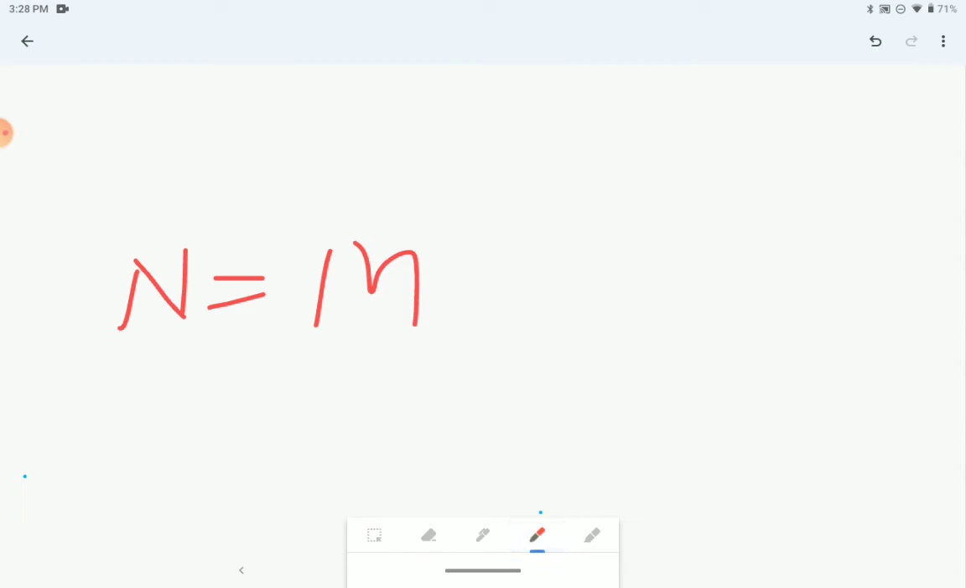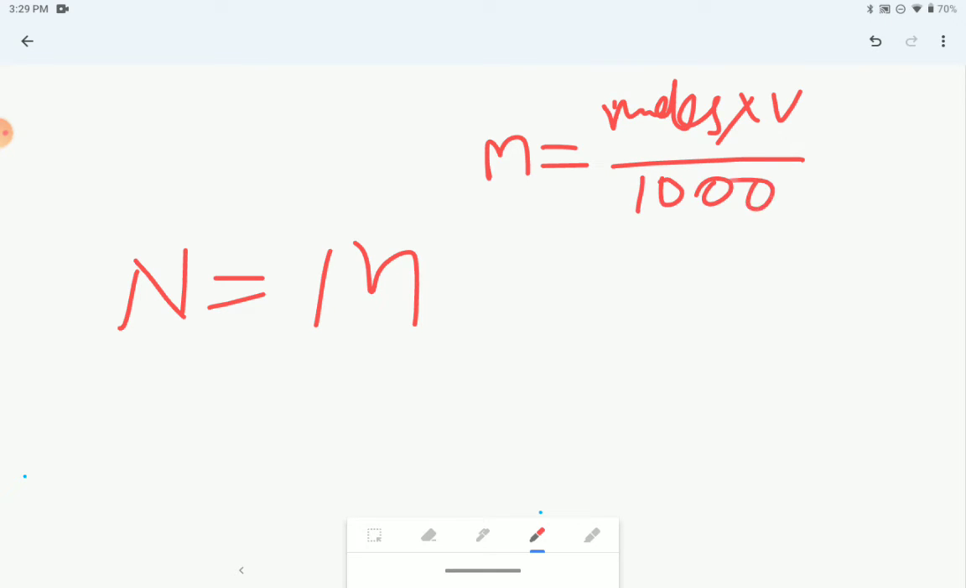Yes. Now here molarity is number of moles upon volume in liters. But if it is in milliliters, it is volume by 1000, right? Hope you understand.